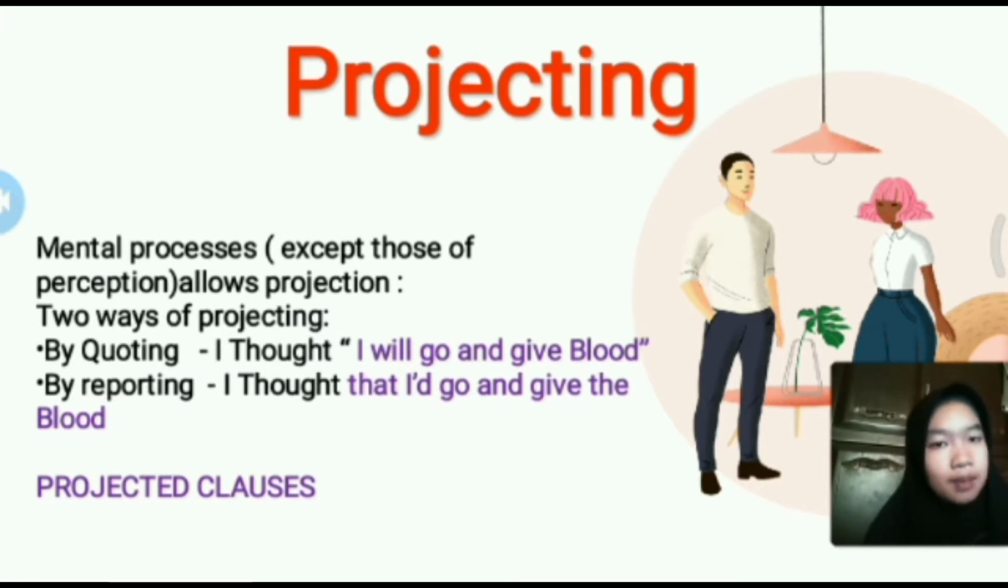Projecting. Mental processes, except those of perception, always project. There are two ways of projecting. First is by quoting, for example, I thought I would go and give blood. Or by reporting, I thought that I'd go and give blood. So the words in blue are projected clauses.